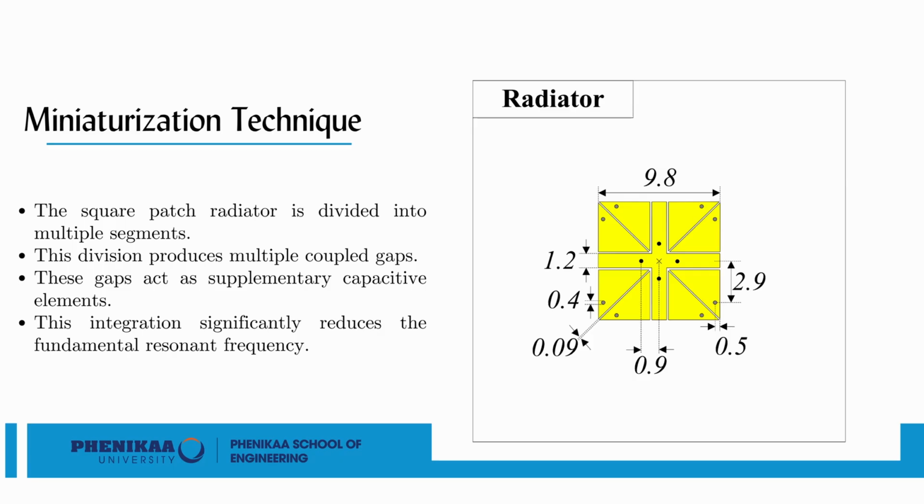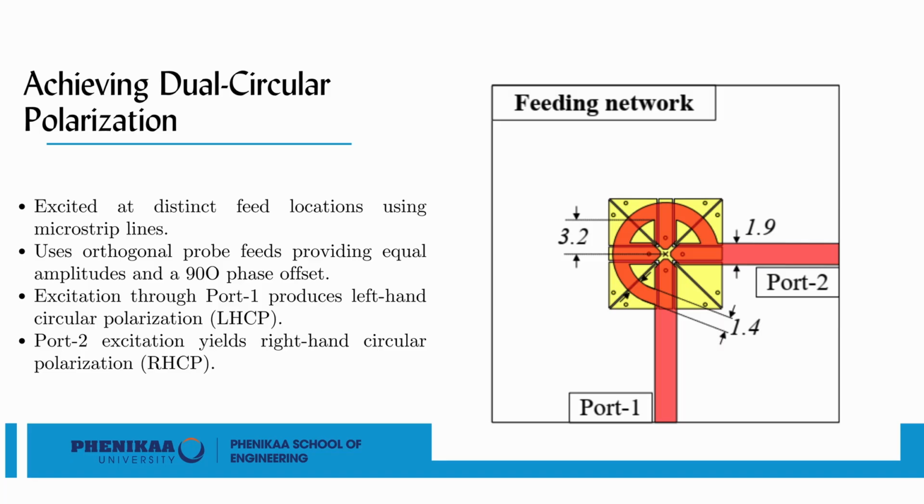Next step was establishing the dual polarization states. Generating two distinct circular polarizations from a single miniaturized patch requires precise feed placement. The antenna is sequentially fed at specific locations using the underlying microstrip lines. We utilize orthogonal probe feeds designed to deliver equal signal amplitudes coupled with a precise 90-degree phase offset.